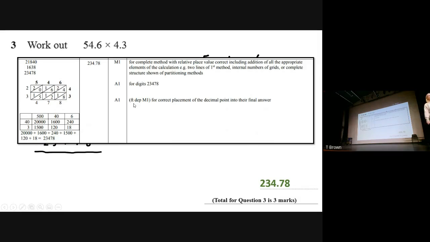We're up to 10 marks now for GCSE. We said 14 marks on this paper was a grade 4. We're up to 10 marks, just question 1, 2, and 3.